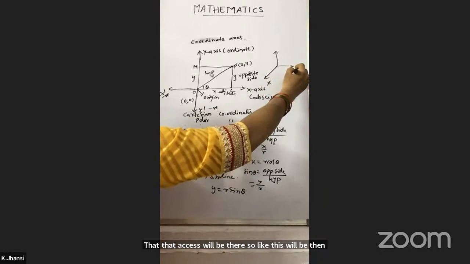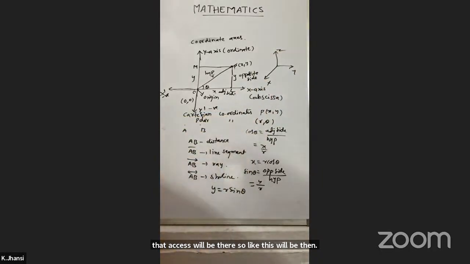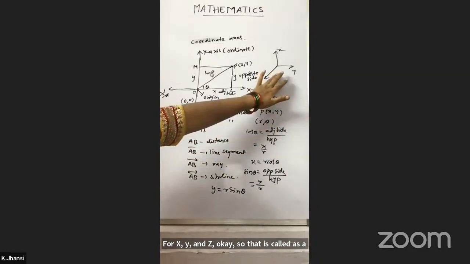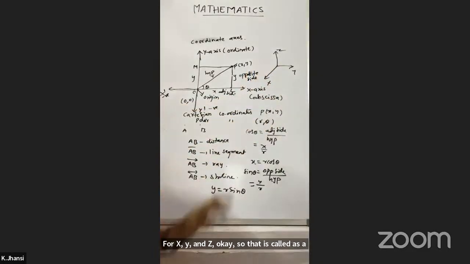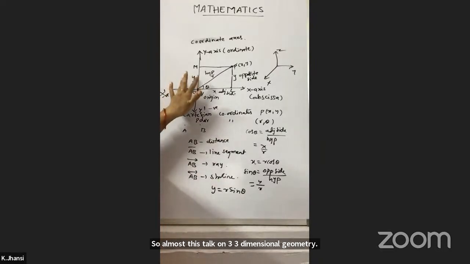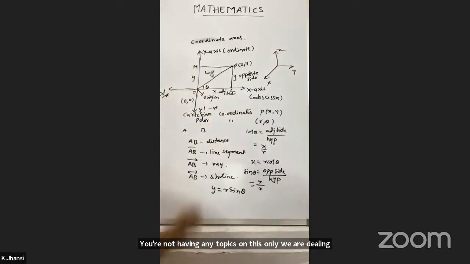So x, y, and z. Okay, so that is called 3-dimensional geometry. On 3-dimensional geometry, you do not have any topics. We only deal with 2-dimensional geometry with the help of the x and y axes.